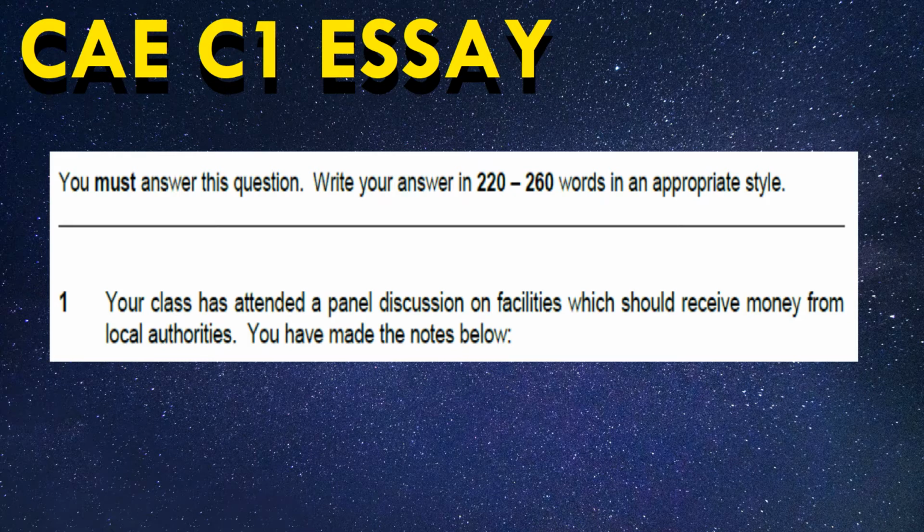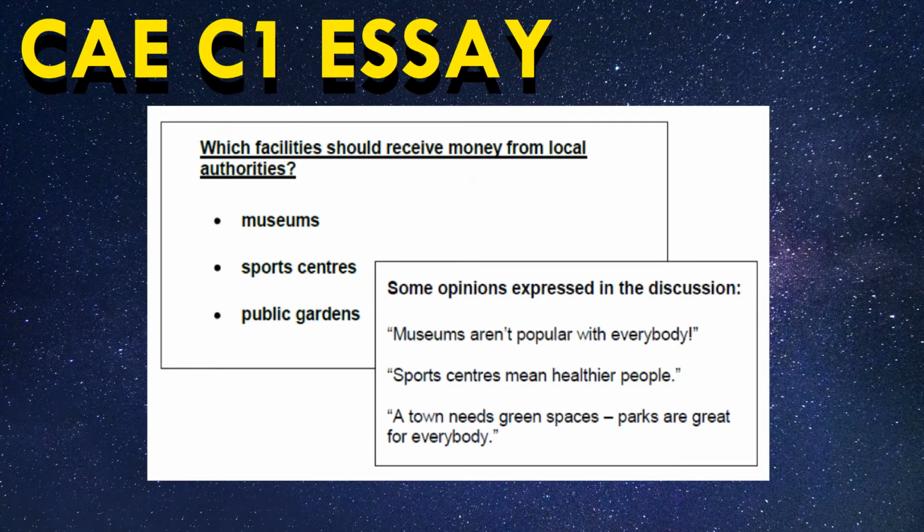So in this example, it says, your class has attended a panel discussion on facilities, which should receive money from local authorities. You have made the notes below. So the setup here is you've attended a panel discussion, which is basically where there are a few people speaking who are experts, and they've talked about what facilities should receive money from the local authorities. Authorities in this case, most likely meaning the local government.